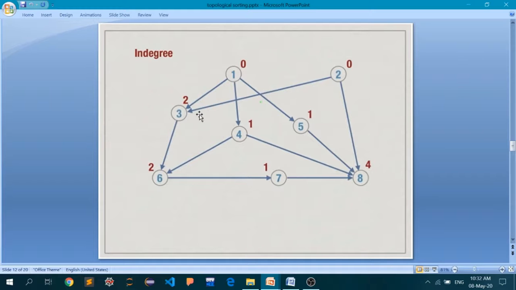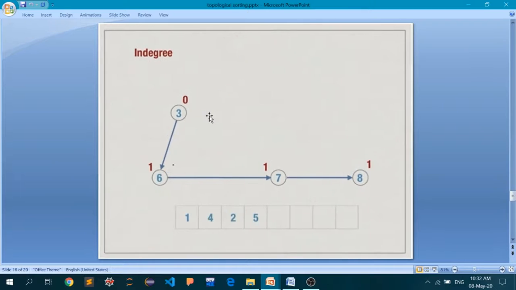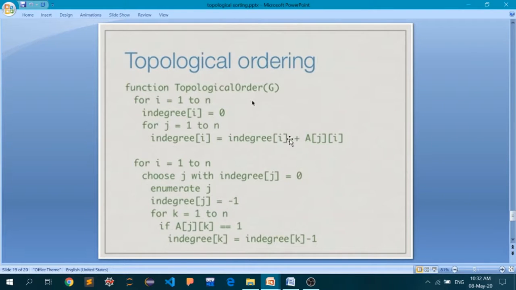So the in-degree of this particular vertex called 3 in the end will be equal to 2. So this is what we are trying to do here in the first block. We are trying to calculate the in-degree of each and every vertex in the graph. Now in the second block, we have actually started the topological sorting.